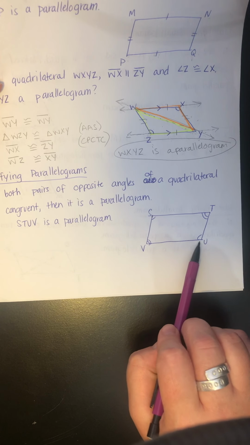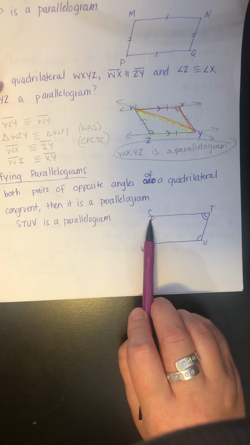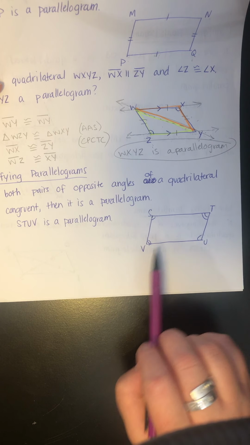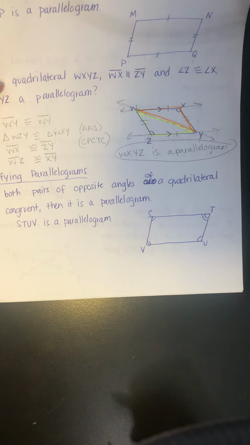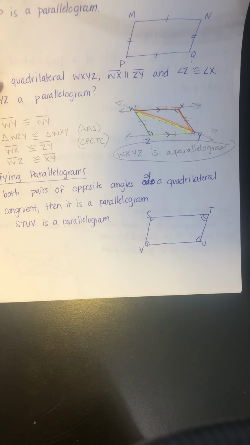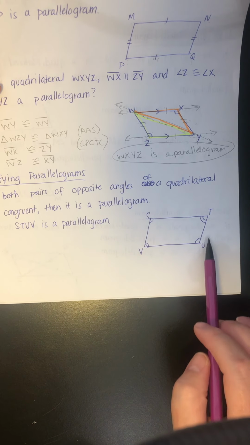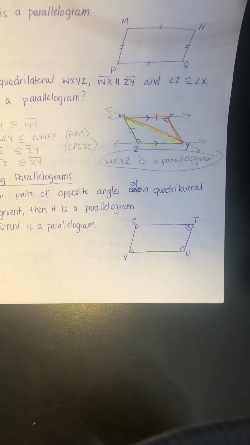So angle S and angle U are congruent to each other. It's denoted by this little half moon. And angle V and angle T are congruent to each other, denoted by the double half moon because it's our second angle that's congruent. So STUV is a parallelogram.